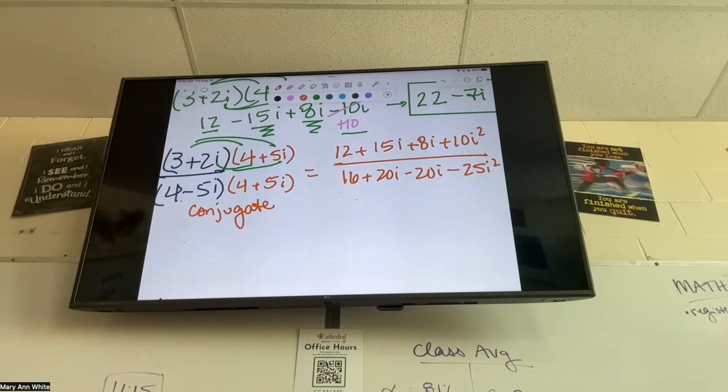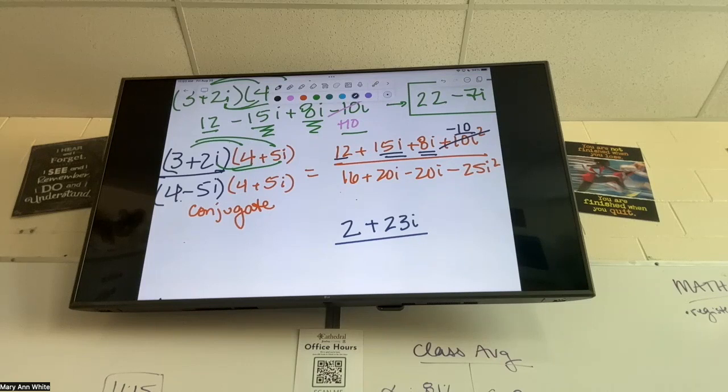You guys okay with that so far? Okay, now I'm gonna combine my like terms in the numerator. We know that plus 10i squared becomes what? Negative 10. So I've got 12 minus 10, which is gonna be 2. And then I've got 15i plus 8i, which is 23i. That is totally okay in the numerator, that's allowed.